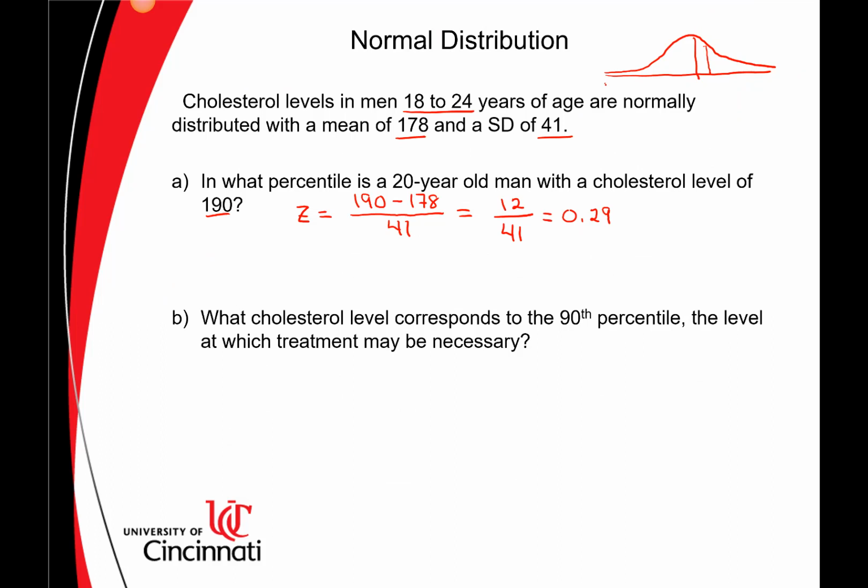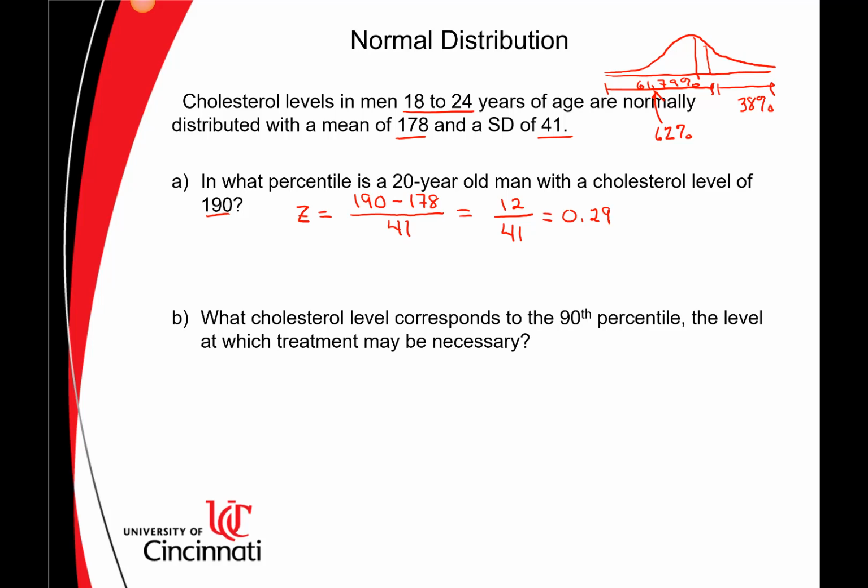What it says is that 61.79% of all men in this age group have a cholesterol level that is lower than this person's cholesterol level. This would mean that if we call this, is it okay to round this to 62% here for a quick example? That would mean that 38% of the people have a higher cholesterol level.